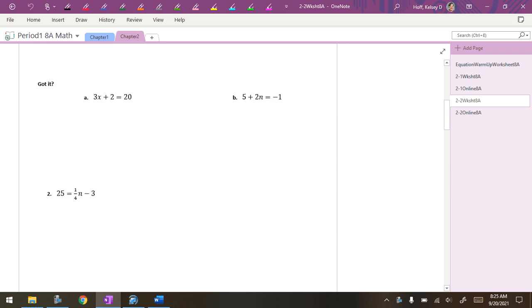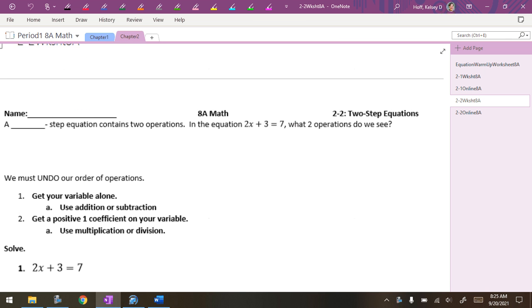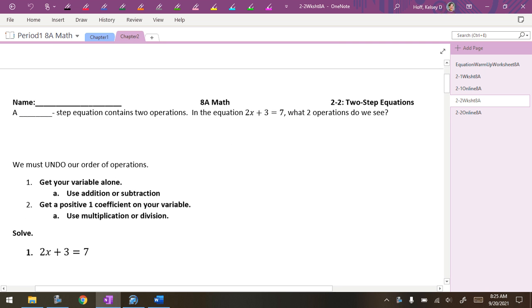Here we go. Today we're going to take it a step further. Last week, you were solving equations where you had to do one step. Today, we are going to worry about two steps. A two-step equation contains two operations. Okay? A two-step equation contains two operations.